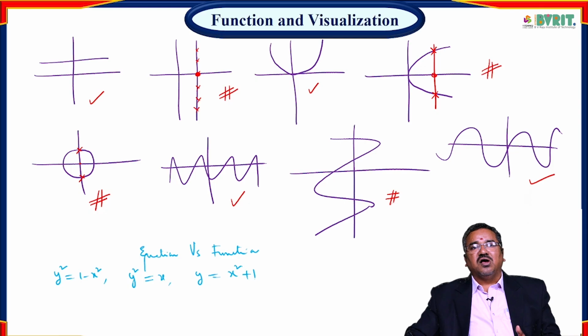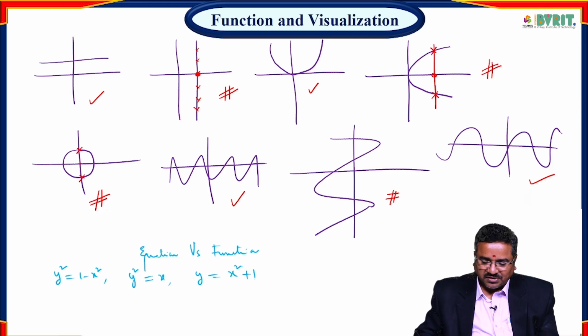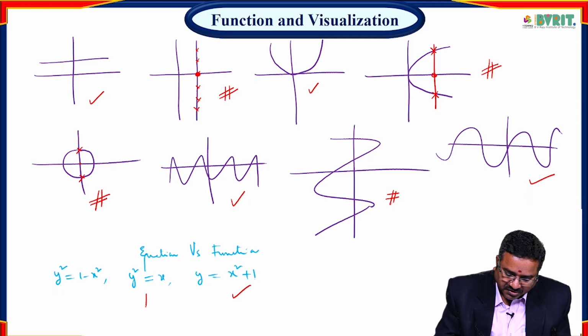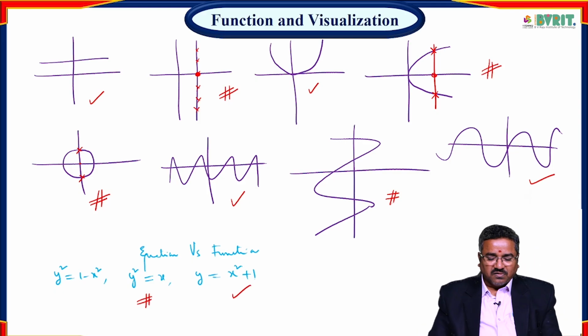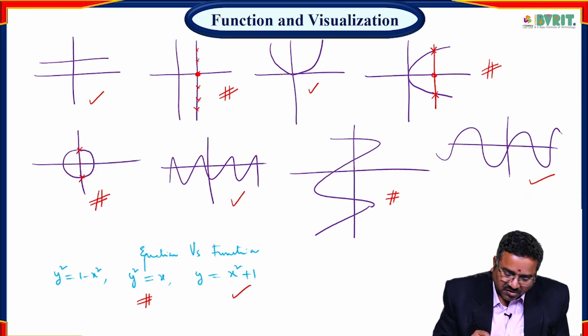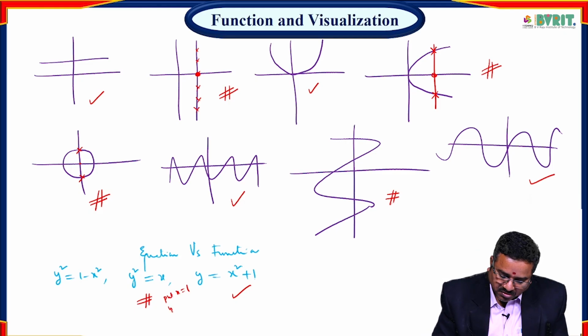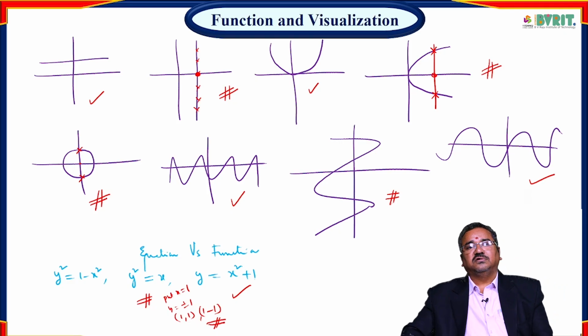In a similar manner, not all equations are functions. This is a function, but this is not a function. Why is it not a function? Put x equal to 1. Then what will you get? y is equal to plus or minus 1. So 1 is mapping to 1, and 1 is mapping to minus 1, which is a contradiction to the mapping of a function.